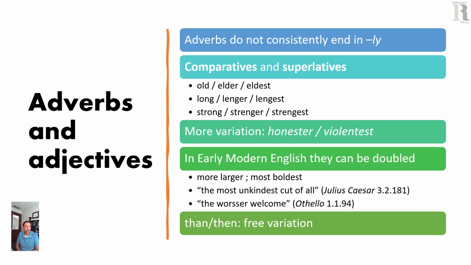And also in early modern English, you get doubled forms, so that you get both the adverbs that make it comparative or superlative, and the ending. So you get forms like more larger, most boldest, or in Shakespeare, the most unkindest cut of all, or the worser welcome. Worser is funny because worse is already comparative, so he's adding a comparative form to a comparative.